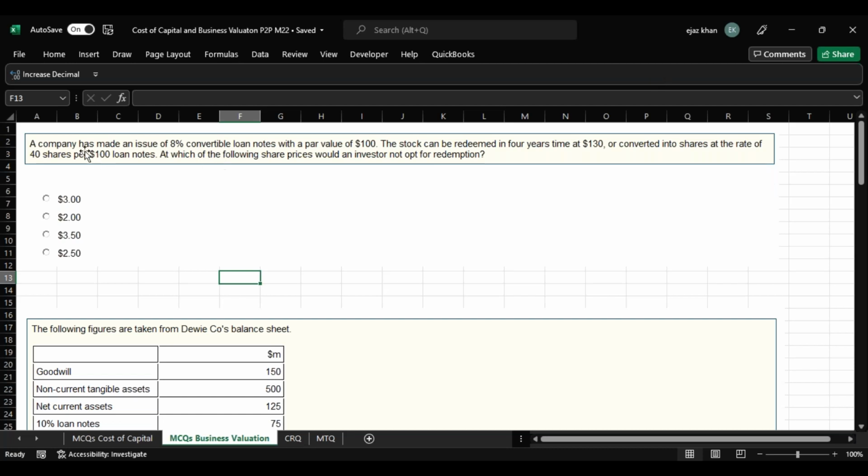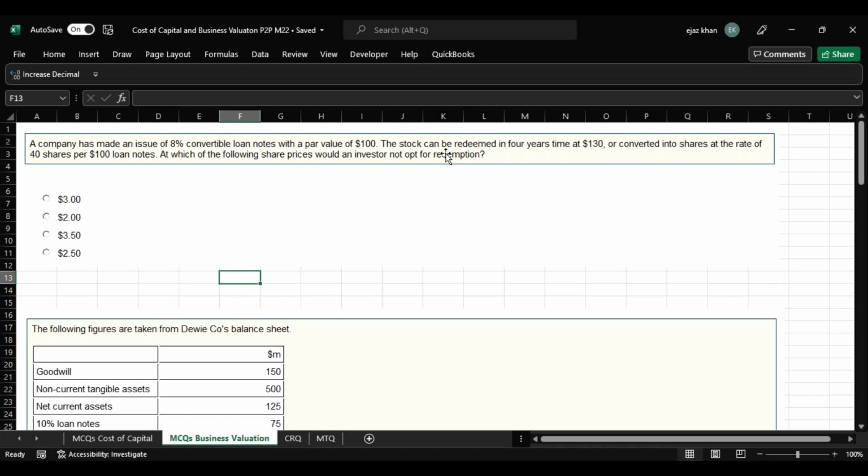Like just look at this question. A company has made an issue of 8% convertible loan notes with a par value of $100. The stock can be redeemed in 4 years time at $130. So this is one of the payments that the investor is going to receive. And also the investor is going to receive 8% interest, or it can be converted in 4 years time into 40 shares. At what falling share price would an investor not opt for redemption?